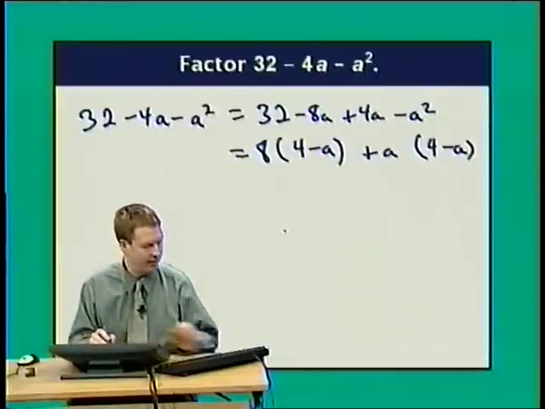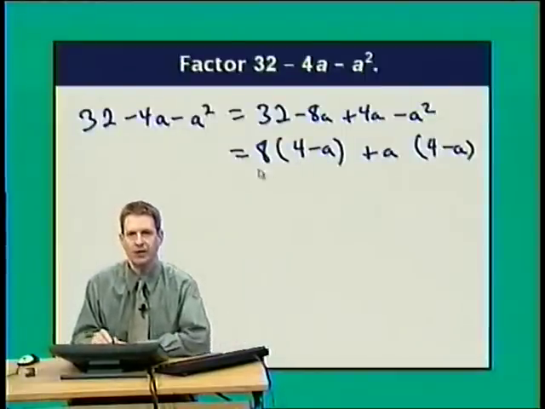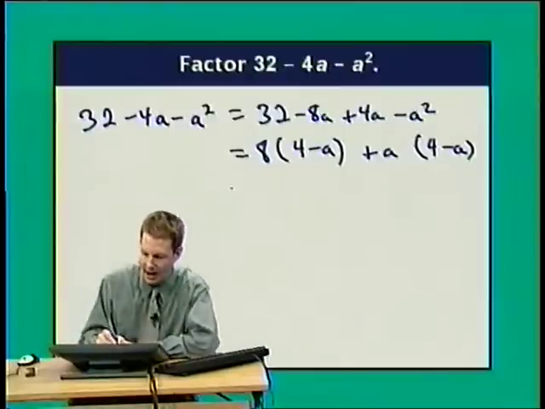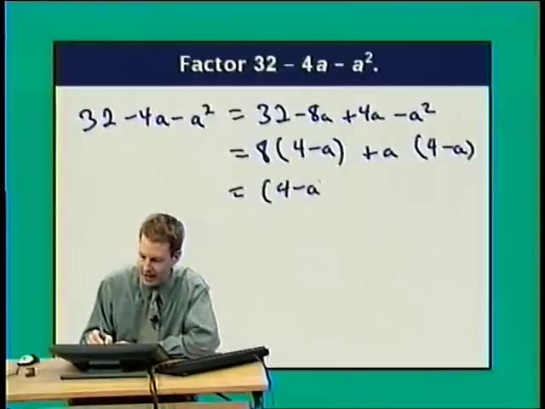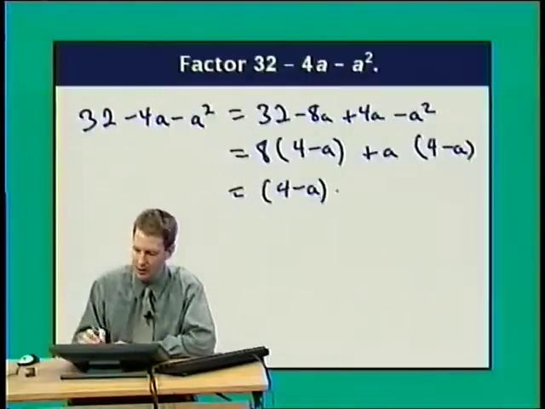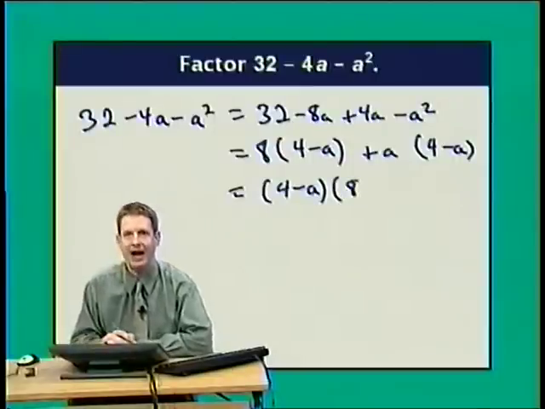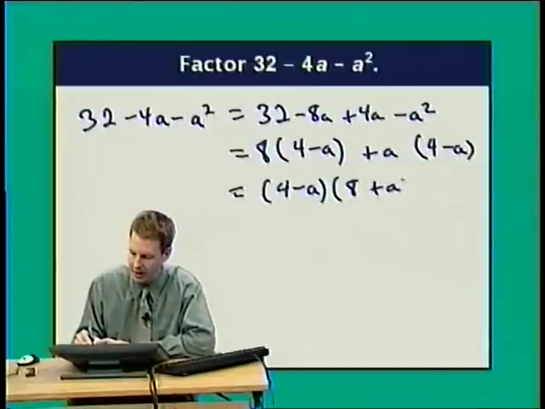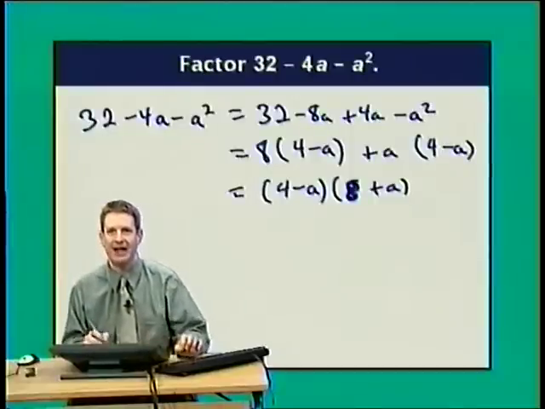Let's check. 8 times 4 is 32. 8 times minus a is minus 8a. a times 4 is plus 4a. a times minus a is minus a squared. I have a common factor of 4 minus a in each of my two terms. When I pull that out, I leave behind an 8 from the first term and a plus a from the second term. And make sure you check that that answer is correct.